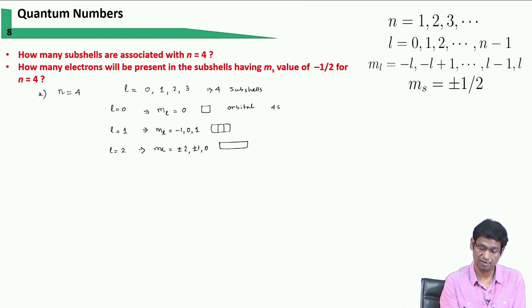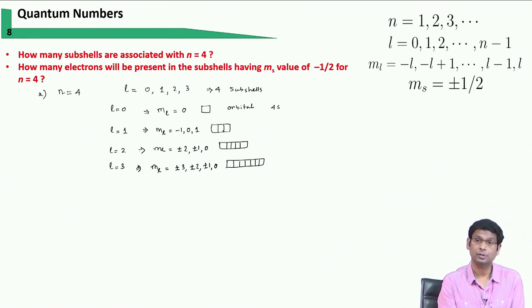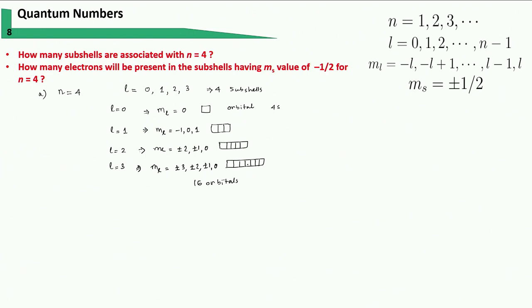0. So, therefore, 5 orbitals in this subshell, and for L equals 3, I have ml values going from plus minus 3, plus minus 2, plus minus 1, 0. So, therefore, 7 orbitals. So, 1 orbital for L equals 0, for L equals 1 we have 3 orbitals, for L equals 2 we have 5 orbitals, for L equals 3 we have 7 orbitals. So, together we have got 1 plus 3 plus 5 plus 7, that is 16 orbitals. So, we have got 4 subshells and 16 orbitals.